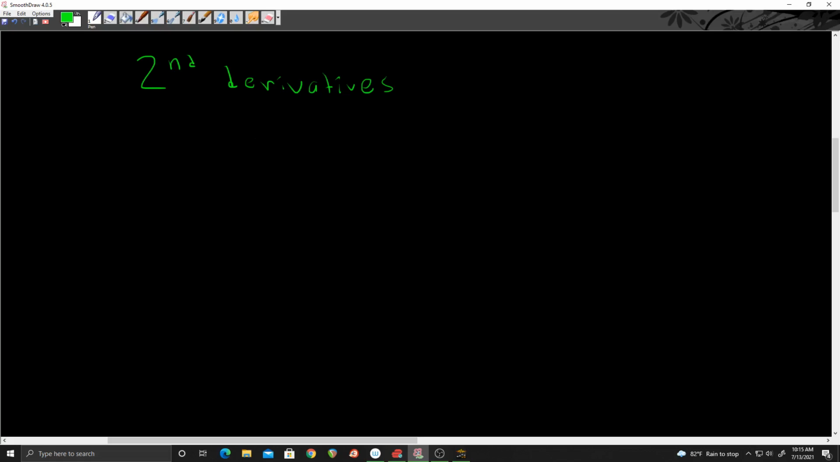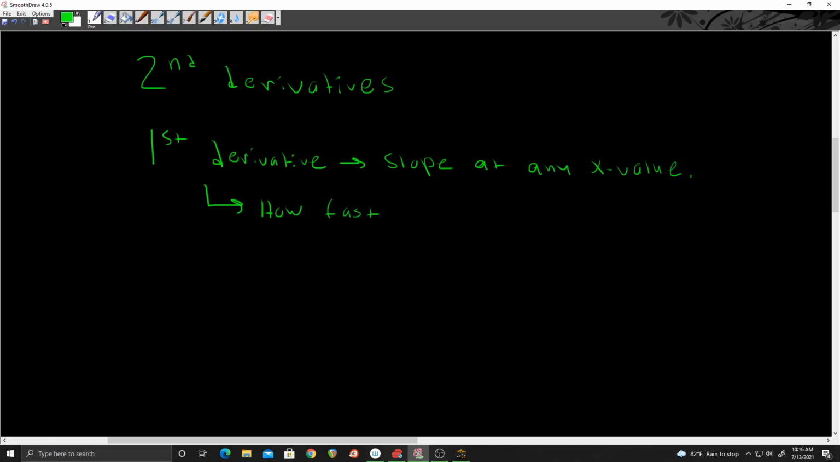So let's recall that the first derivative of any function is literally just the slope at your choice of x, the slope at any x value. That's what the first derivative is. And what the slope tells us is how fast the function in question is increasing or decreasing. So how fast f of x is changing.